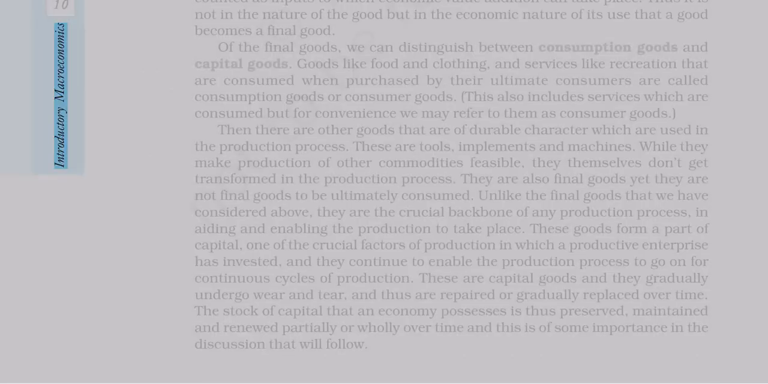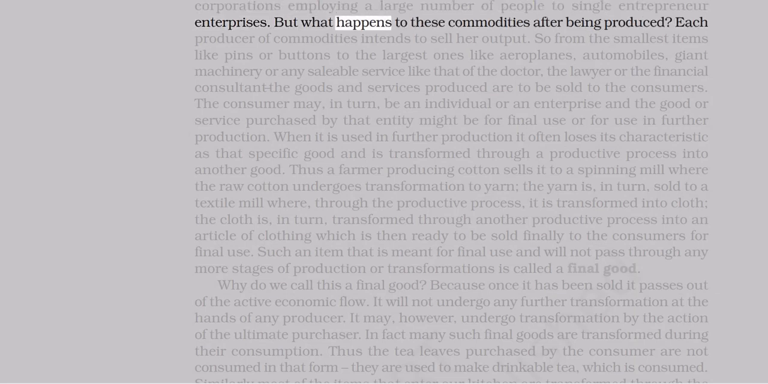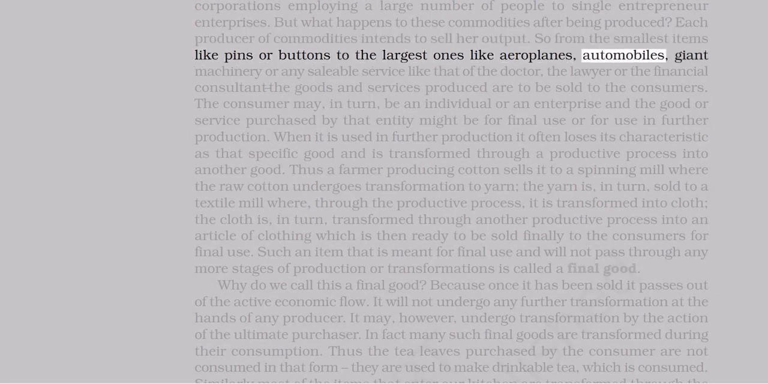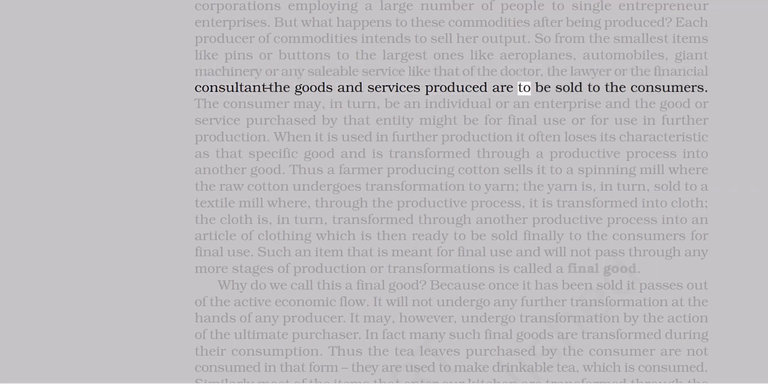Introductory Macroeconomics. Corporations employing a large number of people to single entrepreneur enterprises. But what happens to these commodities after being produced? Each producer of commodities intends to sell her output. So from the smallest items like pins or buttons to the largest ones like airplanes, automobiles, giant machinery, or any saleable service like that of the doctor, the lawyer, or the financial consultant, the goods and services produced are to be sold to the consumers.